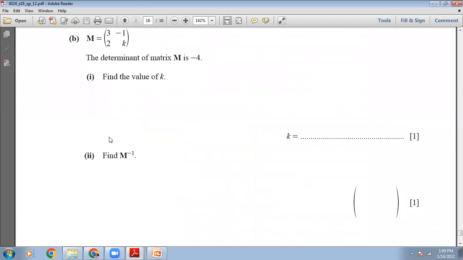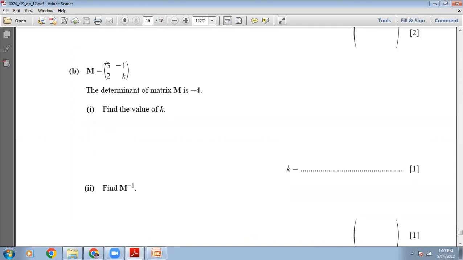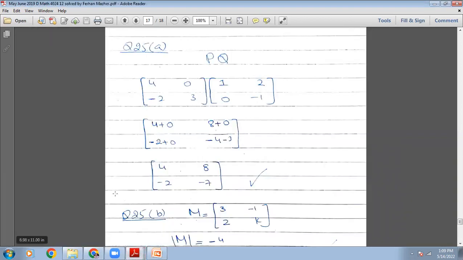The next part is M is equal to 3, minus 1, 2, k. The determinant of the matrix M is minus 4. Its determinant is already given. How do you find the determinant? You multiply these two numbers with each other, then minus, you multiply these two numbers with each other. And the answer is equal to minus 4.